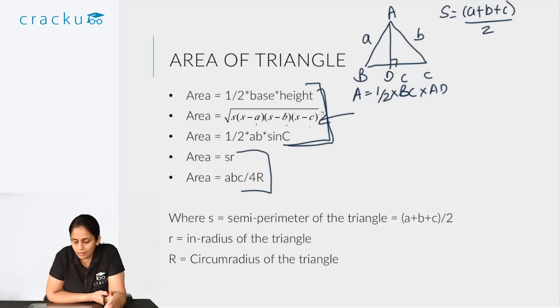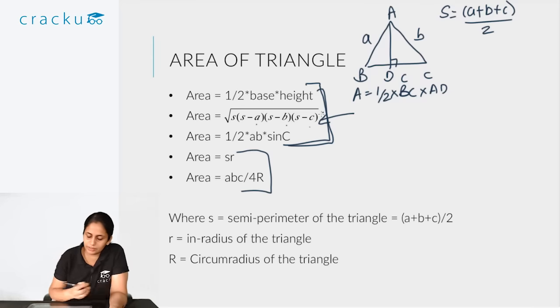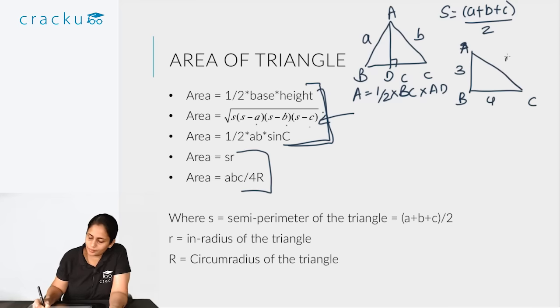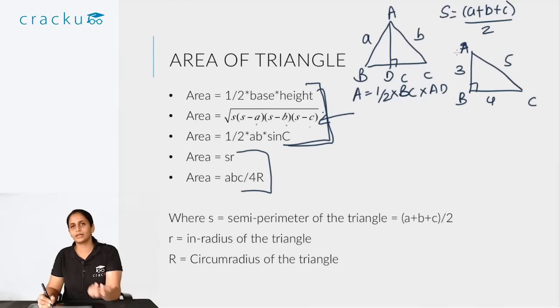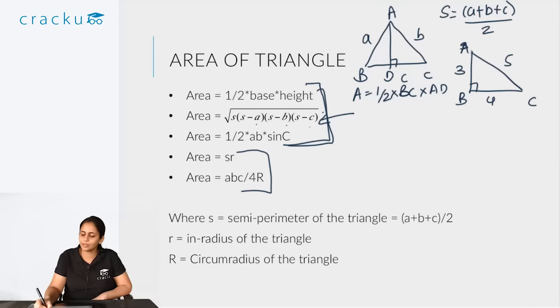Now, in case you don't remember these formulas, I always use a simple trick to remember these kinds of formulas. Just use a 3, 4, 5 triangle, say ABC is a 3, 4, 5 triangle. Basically, this is a simple right angle triangle. So in this case you can easily calculate the area, because 3 will be the height of the triangle and 4 will be the base of the triangle. So area will be half into 3 into 4, that is 6.